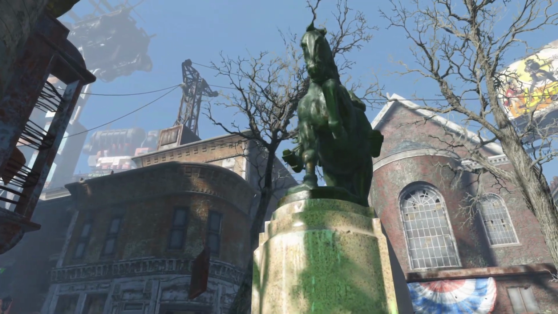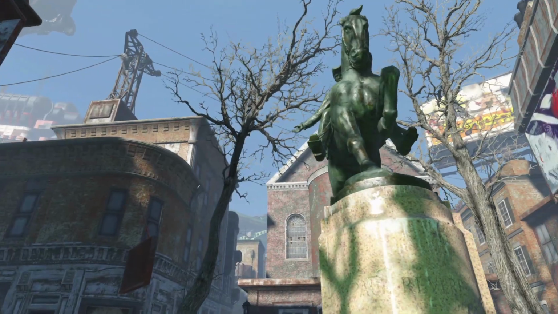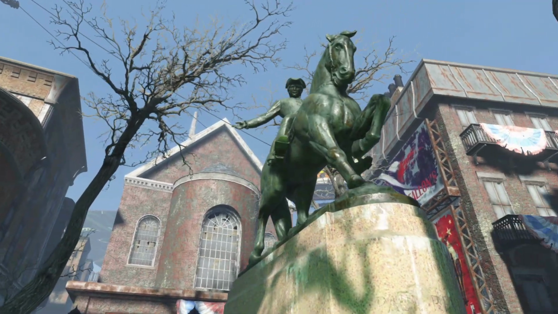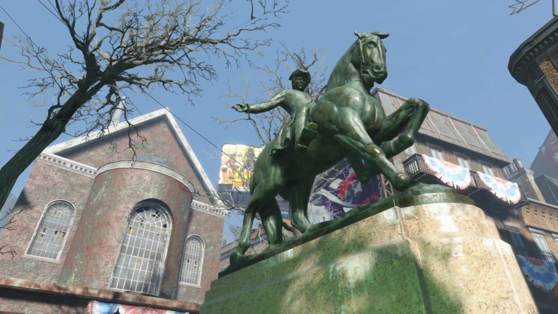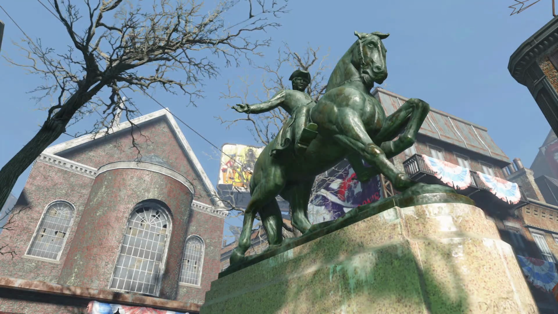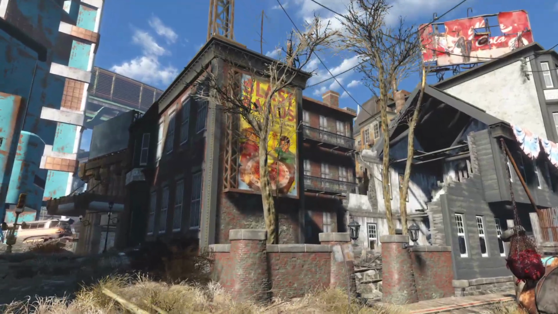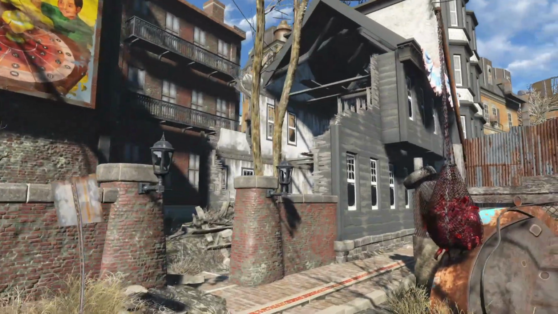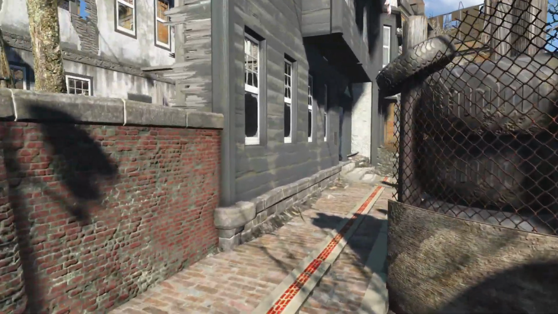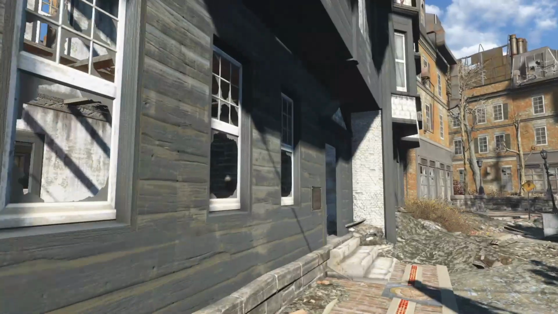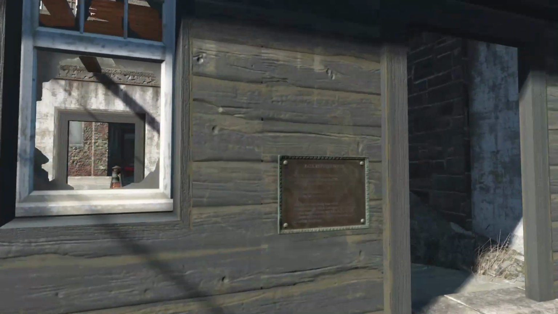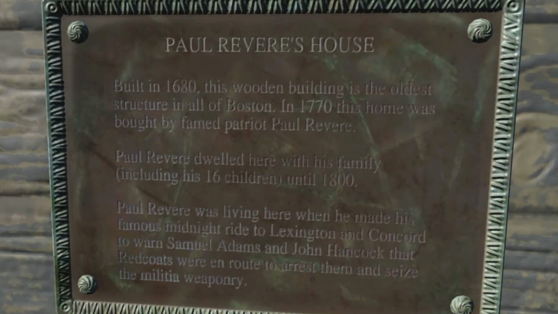But what is actually the same here is the date. According to multiple sites, including thefreedomtrail.org or paulreverehouse.org, it was built on or around 1680. That's about the closest date that we can get historically to the building of the home. And this is something that matches in Fallout. This also comes from a description on a placard about his house.